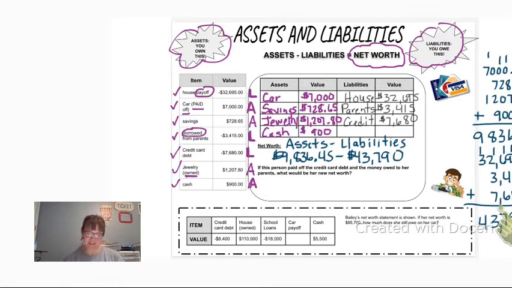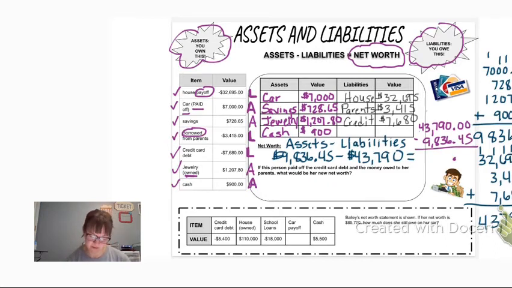So what we can see here is that this person's liabilities are far more than their assets. So they're going to have a negative net worth. So to figure out the difference between those two, we're going to subtract. But what we'll do is go ahead and put that bigger number on top, $43,790 minus, I might just scoot over some because I've got some change with that. So $43,790 minus $9,836.45.